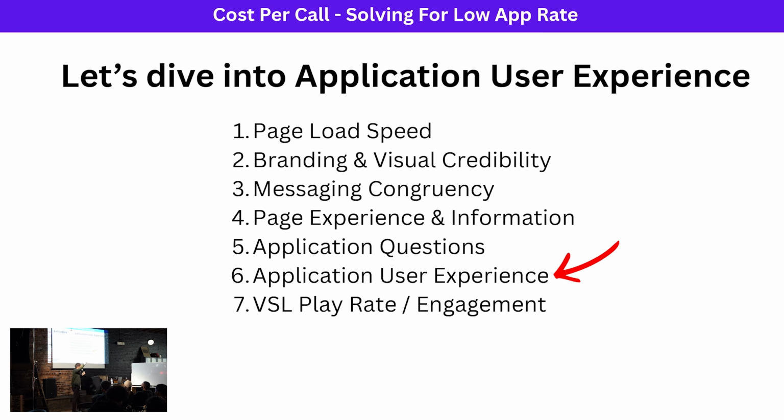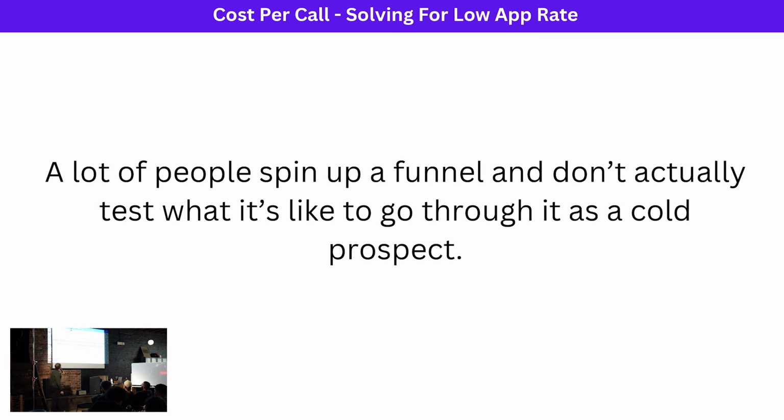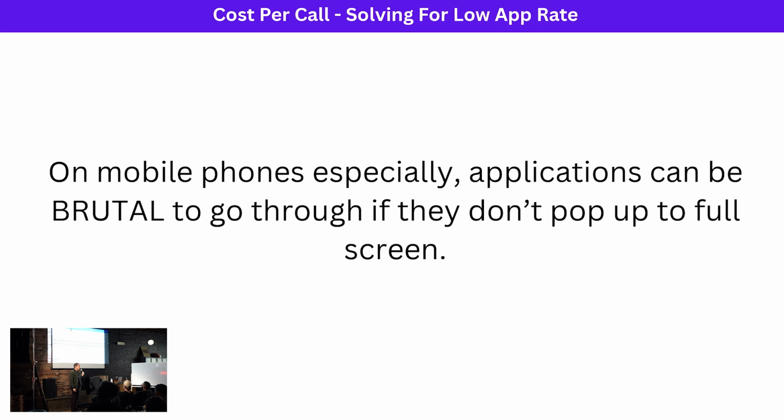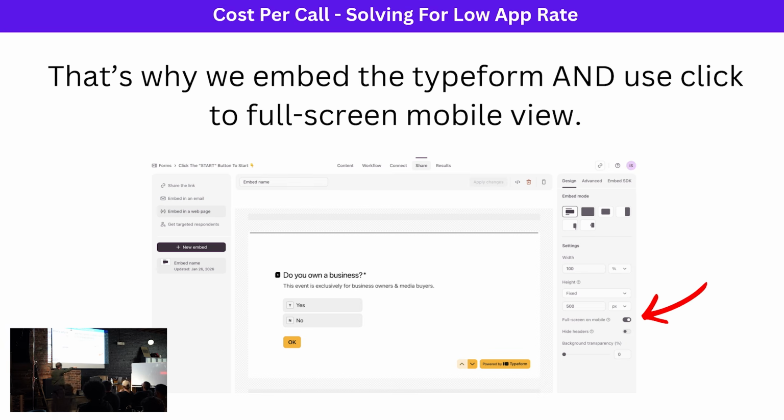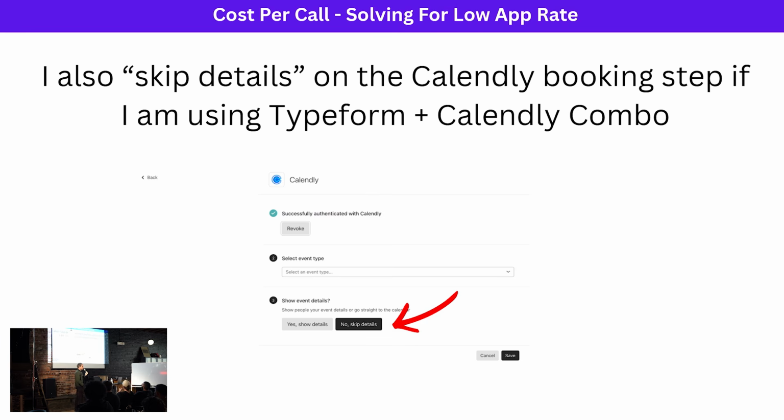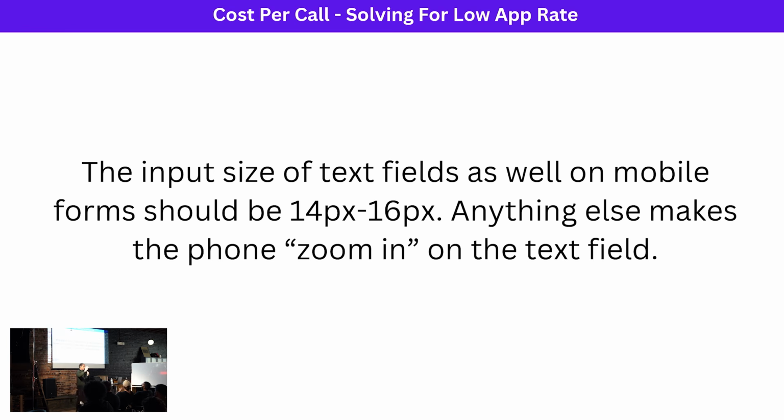So then real quick, application user experience. A lot of people spin up a funnel and don't actually test things first. On mobile phones especially, applications can be very annoying and brutal to go through if they don't pop up to full screen. So we toggle this on mobile, right there on Typeform. So it pops up full screen, which is a way better user experience. I also skip details on the Calendly step. The calendar looks way cleaner then.